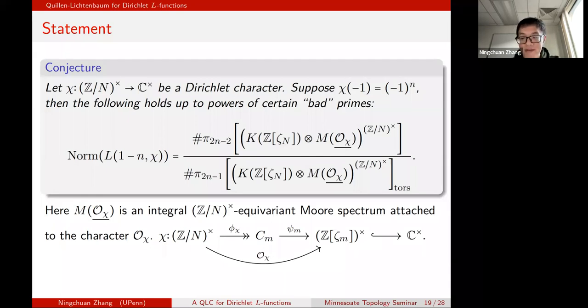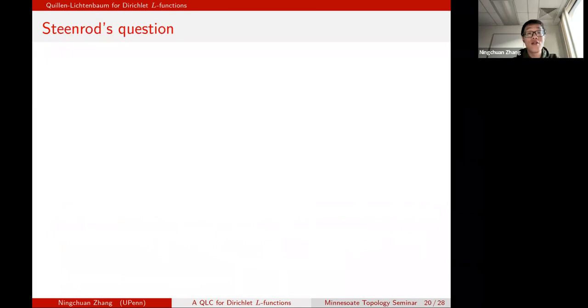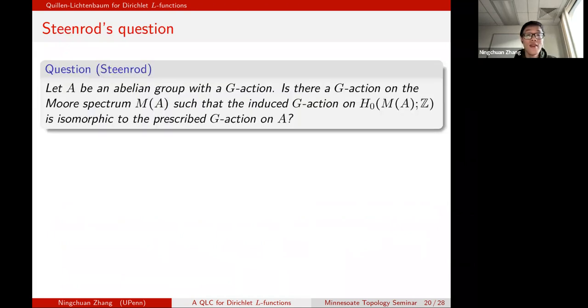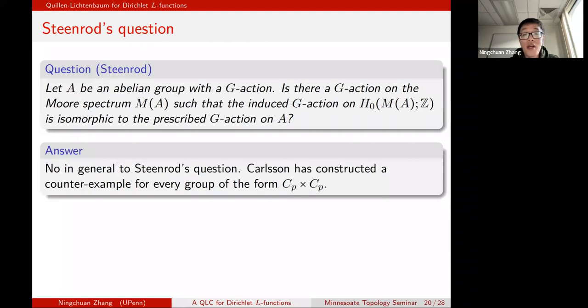But the first question: does this Moore spectrum even exist? Because I mentioned to you, this Moore spectrum construction is not functorial, so there's no guarantee we can lift the character from abelian groups to spectra. And that's actually Steinberger's question. Let A be an abelian group with a G action. Is there a G action on the Moore spectrum of A such that the induced action on the zeroth homology group is isomorphic to the prescribed action? The answer is no in general.